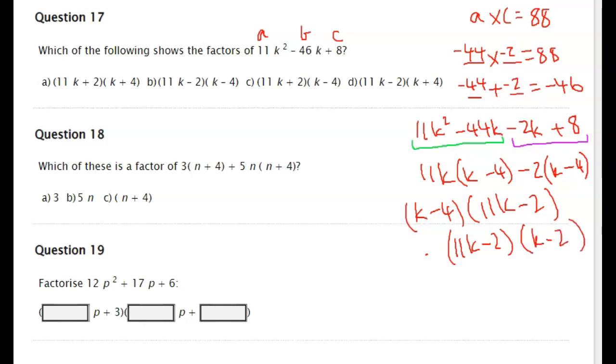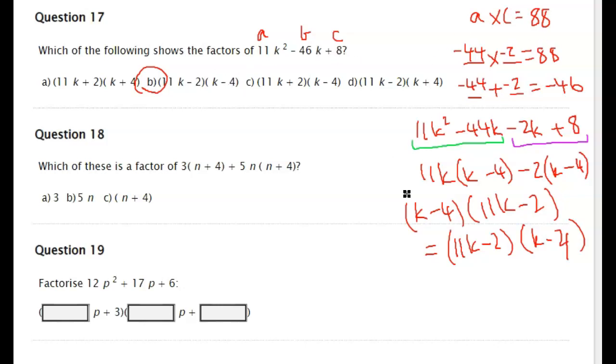Okay, so these two things are equal. I've just switched the order of the brackets. So we want 11k minus 2, and then k minus 4. Just making sure I'm good, and B is your answer. Now, if you wanted to check, you can just quickly expand. So 11k times k is 11k squared, 11k times minus 4 is negative 44k, minus 2k makes minus 46k, and then negative 2 times negative 4 gives you 8.